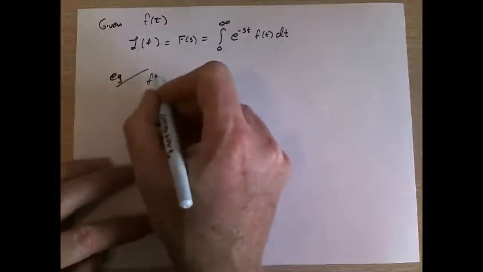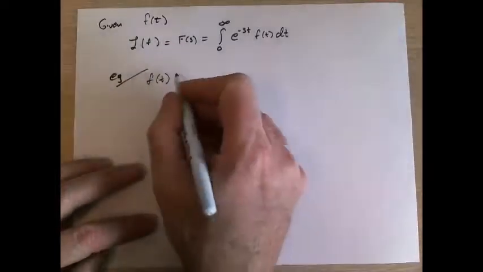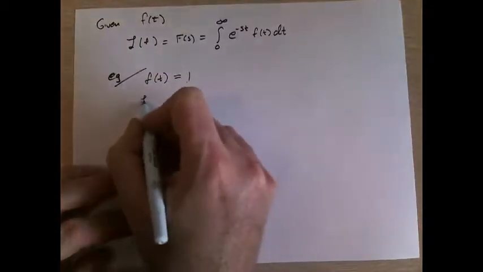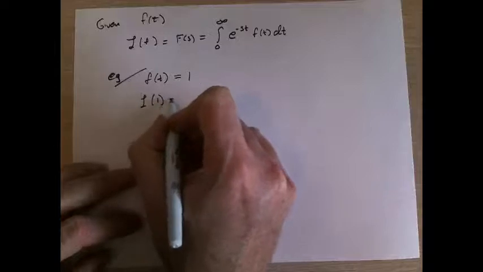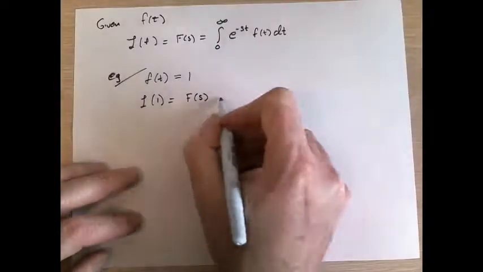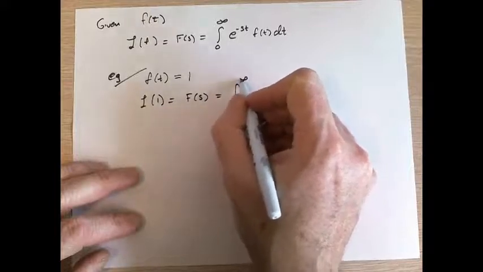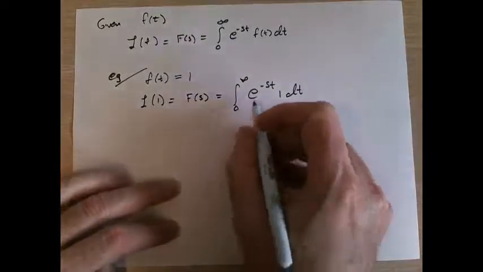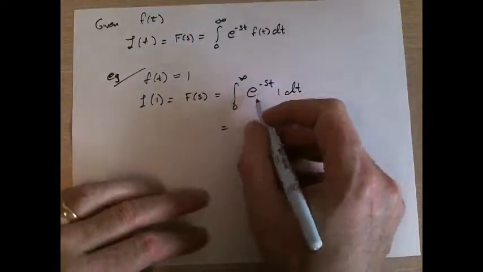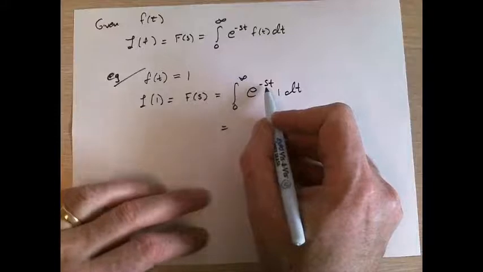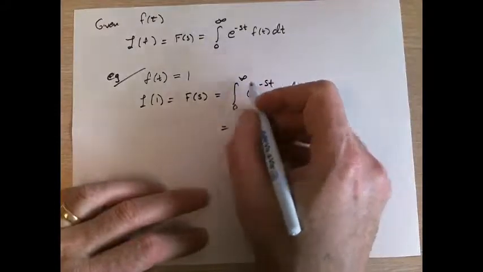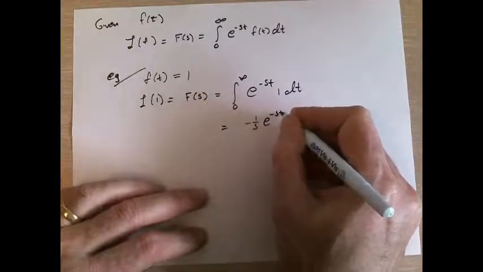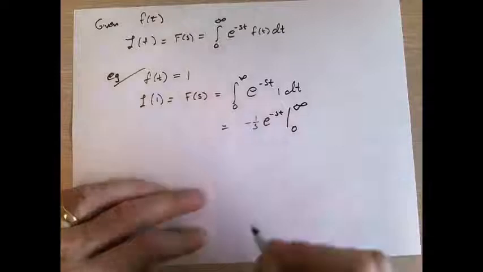Example, let's let f of t just be a real simple function, like, oh, how about 1? So the Laplace transform of the constant function 1 is going to be some function of s. It's the integral from 0 to infinity of e to the minus st times 1 dt. Well, I can do this integral. t is the variable, s is treated as a constant. So there's a u substitution here, and you end up with minus 1 over s e to the minus st evaluated between 0 and infinity.